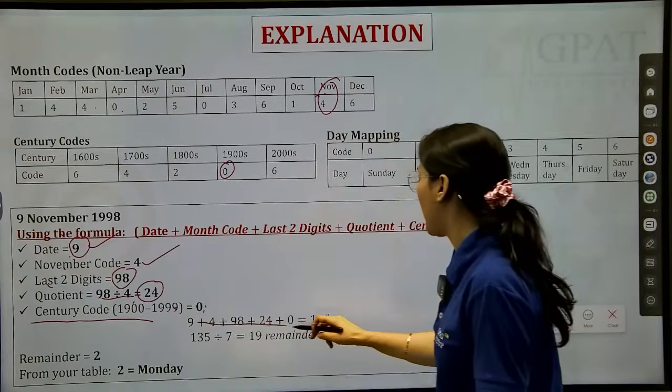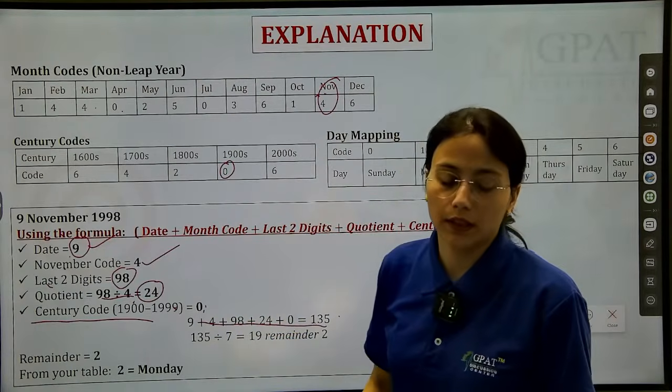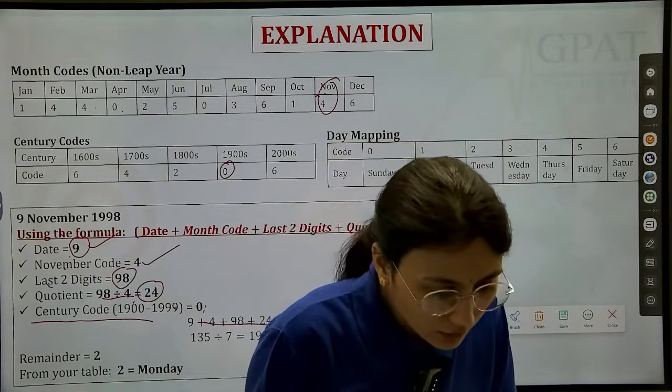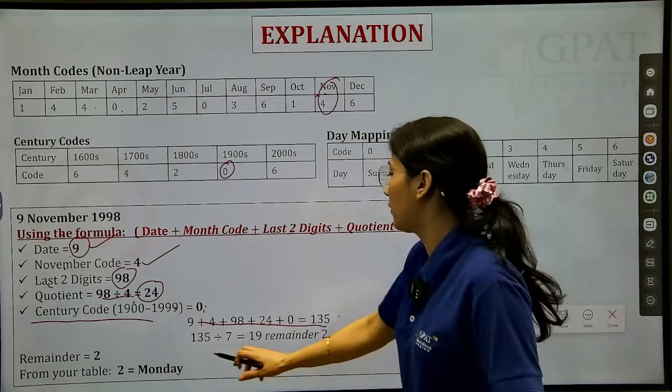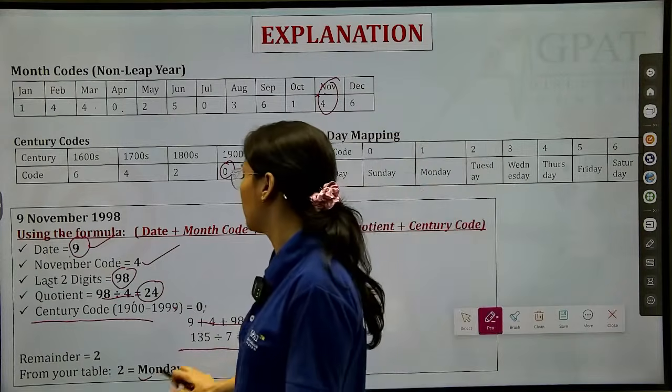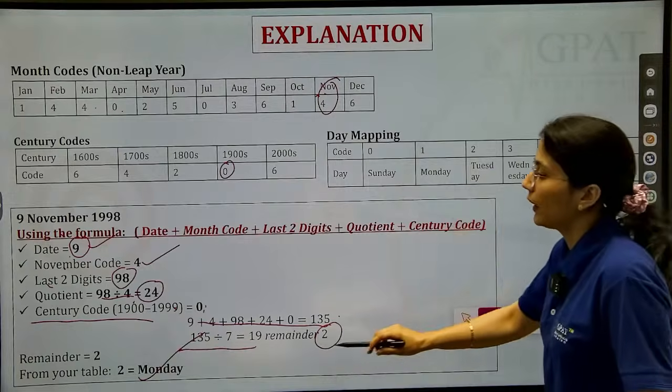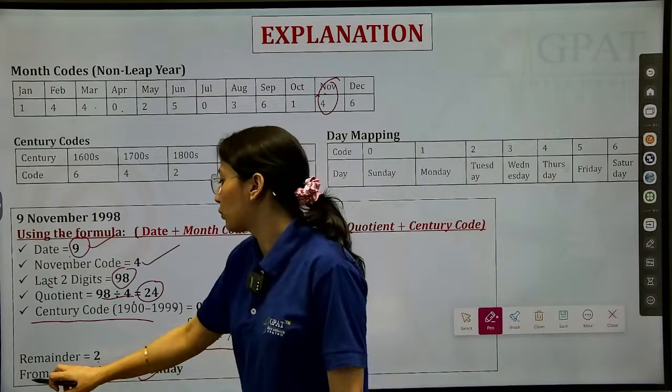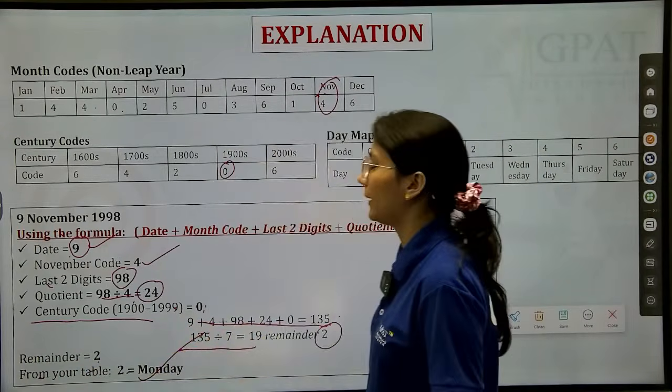So we add all these numbers, we get 135. 135 divided by 7, we get remainder 2. So from your table, 2 is what, that is Monday.